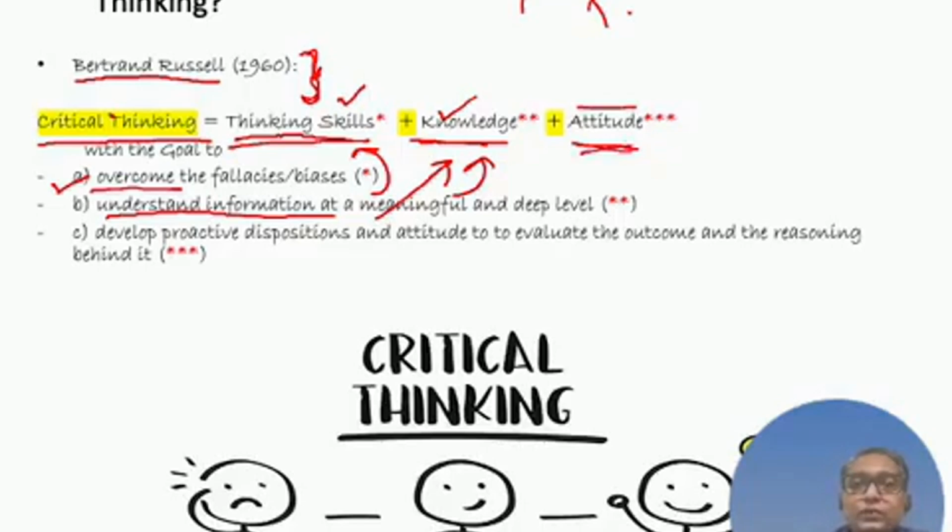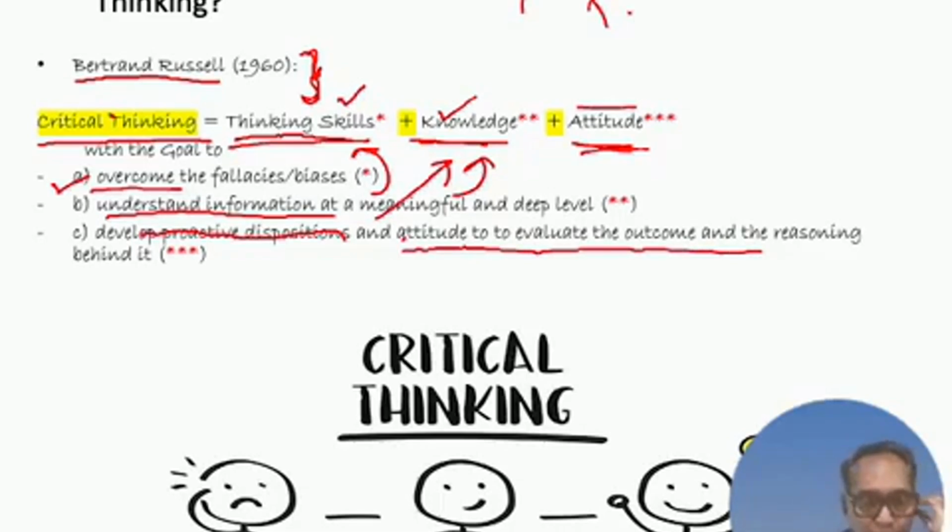Then comes the attitude. Remember we talked earlier in the last slide about critical thinking being evaluative of the process of thinking and evaluative of the product of thinking? That is the attitude this refers to. So it's the attitude to evaluate the outcome and the reasoning behind the outcome, but it also refers in general to your dispositions, the kind of mindset you're supposed to have, things of that sort that we'll talk about next.